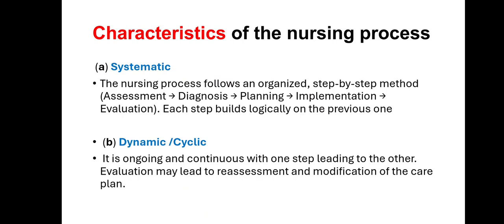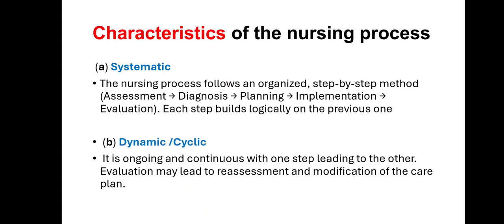A simple example: you can't make a judgment or evaluate your work without doing something, without assessing. You can't make a diagnosis without assessment. You can't plan without the nursing diagnosis. You can't intervene without making a goal. So this is basically what it means that the nursing process is systematic.